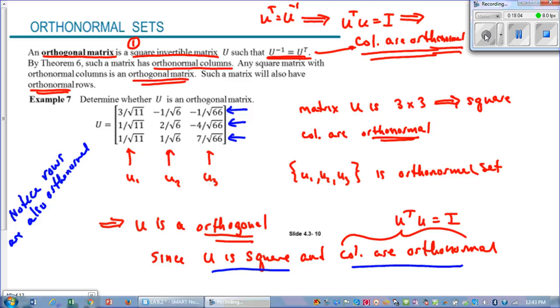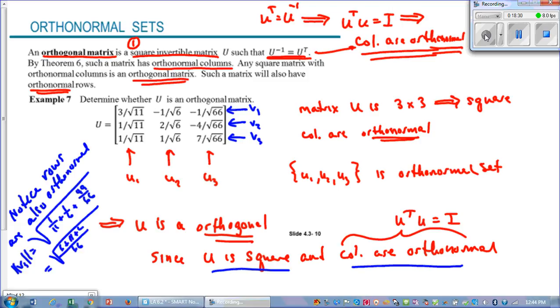So let me just look at the last row and show you that it does have length 1. Let's call the rows V1, V2, V3. The magnitude of V3 will be the square root of 1/11 plus 1/6 plus 49 over 66. It's not as easy to check as it was for the columns because of the common denominators. So we're going to have 66 as the common denominator, so that'll be 6 plus 11 plus 49. So that's 66 over 66, which is length 1. So you can check that the rows will also be orthogonal and length 1 when it's an orthogonal matrix.